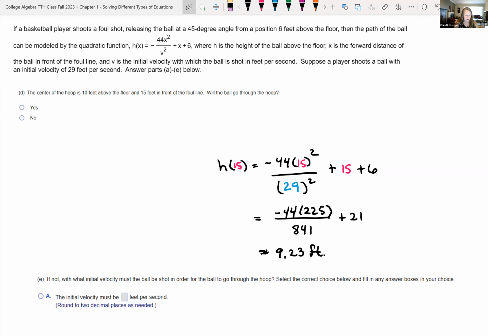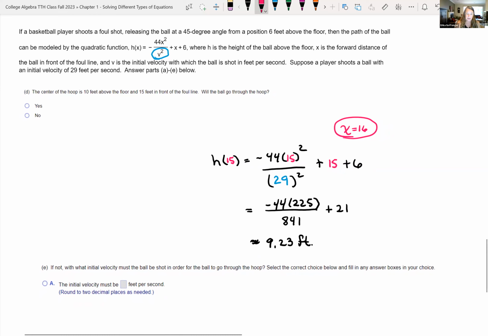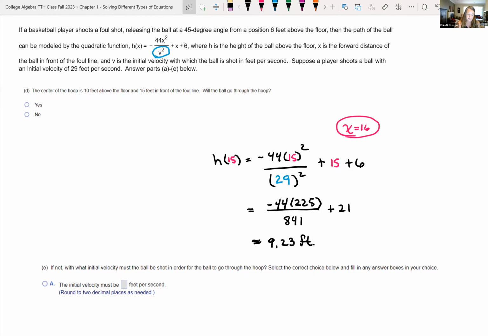For the next portion of the problem, it says, if not, with what initial velocity must the ball be shot in order for the ball to go through the hoop? Select the correct choice below and fill in the answer boxes of your choice. So we're trying to find the initial velocity with the information we're given. So we're trying to figure out what V squared is. And we know that's when X is equal to 15. And so we're going to go back in here and we want the height of the hoop is 10.